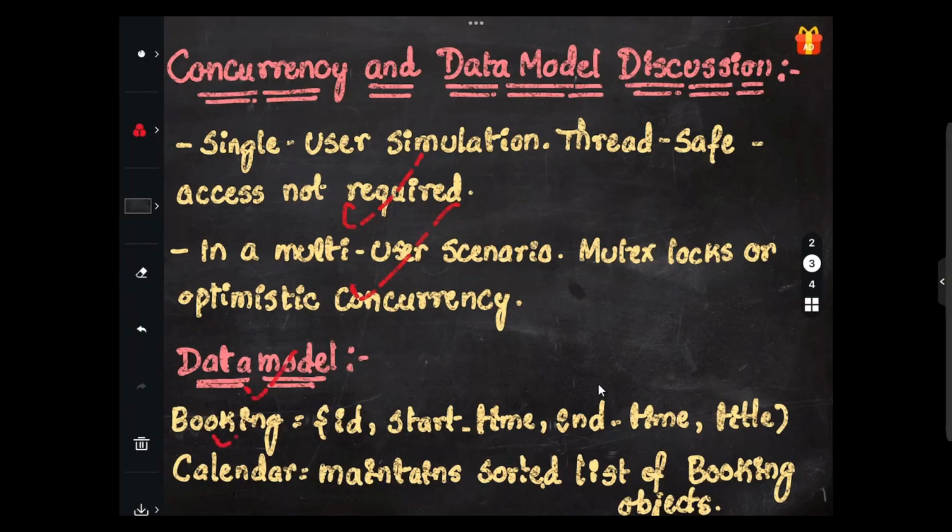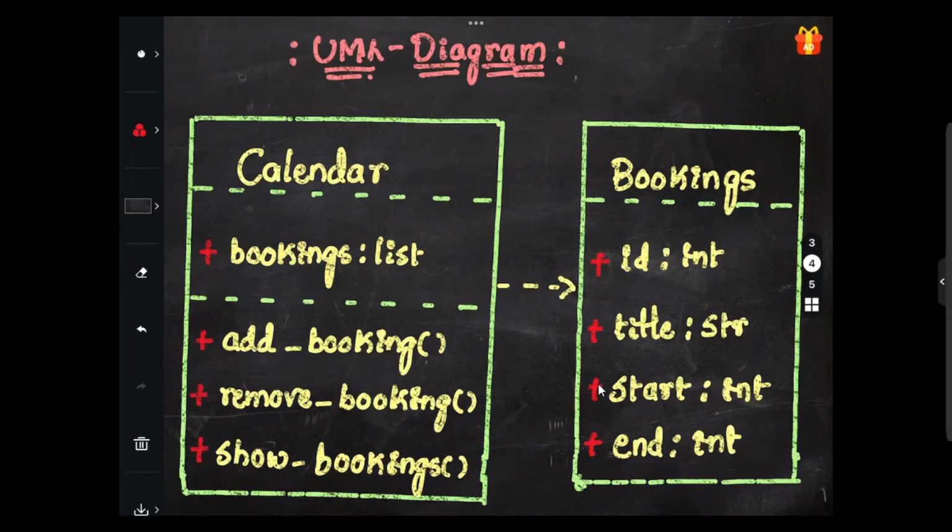Data model. So we'll be going with the booking as well as the calendar. Booking consists of ID, start time, end time, as well as the title. Calendar, what it does actually, it maintains a sorted list of booking objects. So these two things we have to keep in mind.